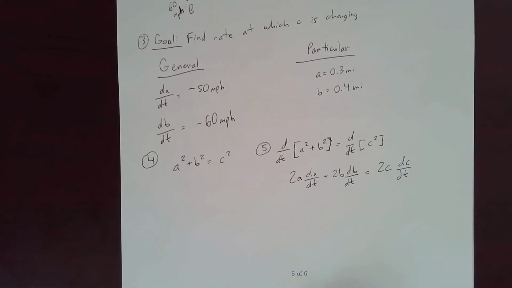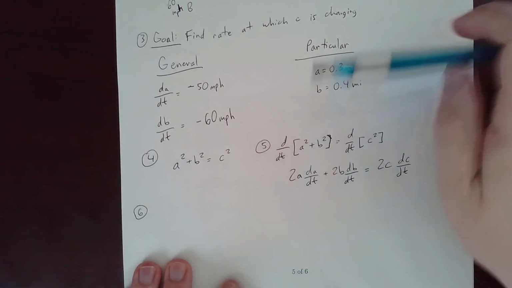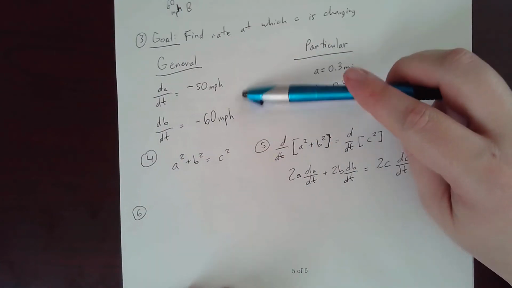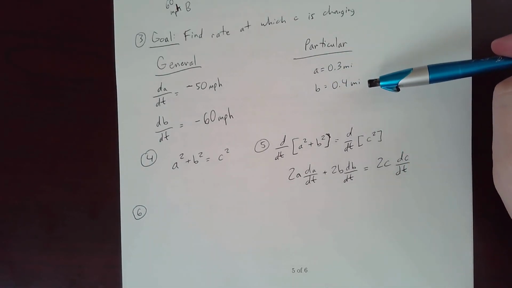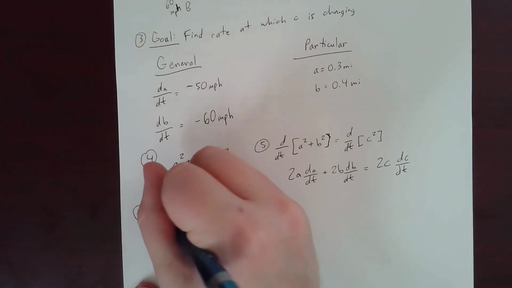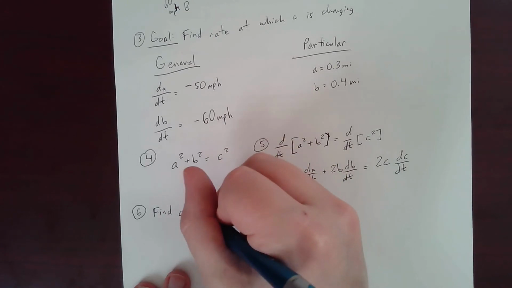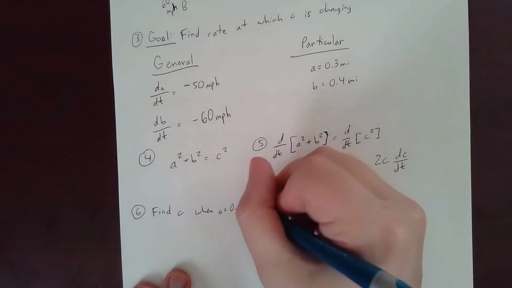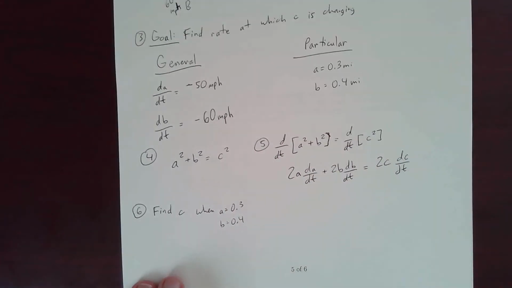Now, we want to think about the things we know versus the things we don't know. So we already know that dA/dt and dB/dt are given, and we know for our particular problem little a and little b are given. But what we don't know is little c, when little a equals 0.3 and little b equals 0.4.